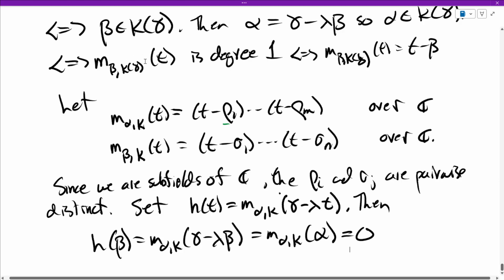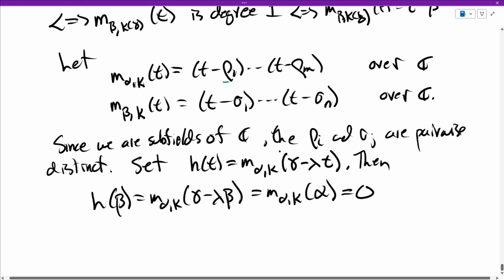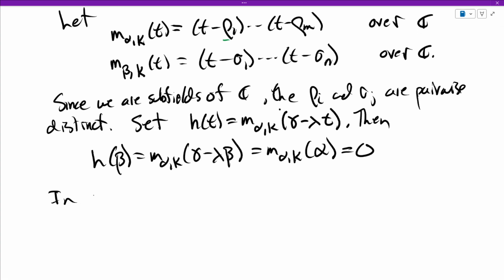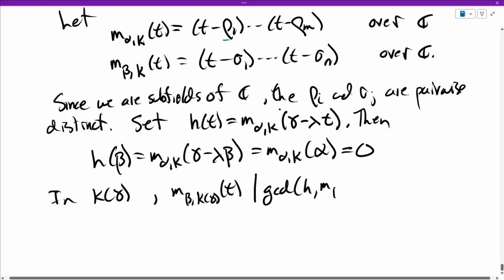This is the smallest polynomial over k adjoin gamma with beta as a root. And so it must divide any other ones that have beta as a root. So in k adjoin gamma, m beta k adjoin gamma of t, that first one that we're trying to show is degree 1, must divide the GCD of h and m beta k.